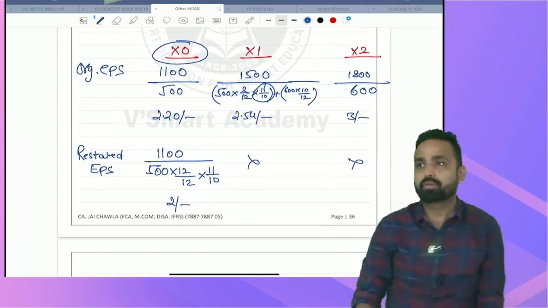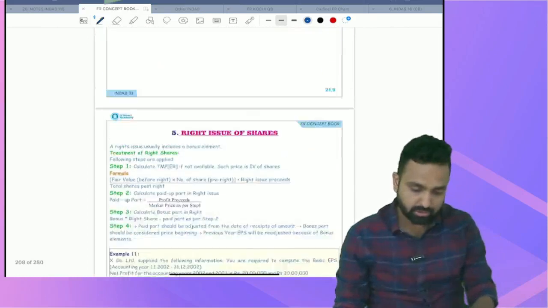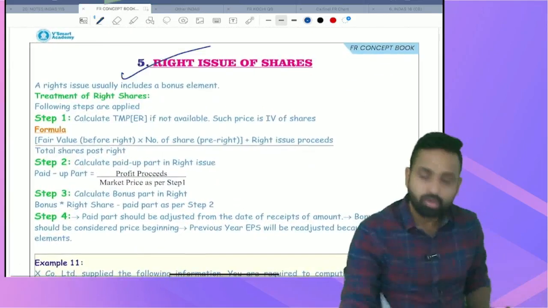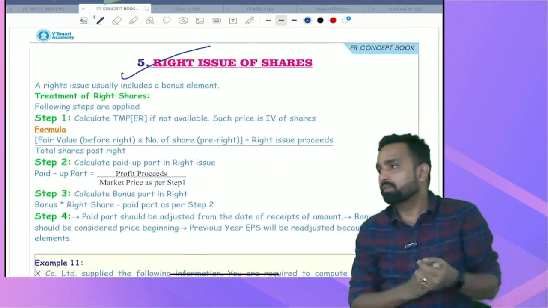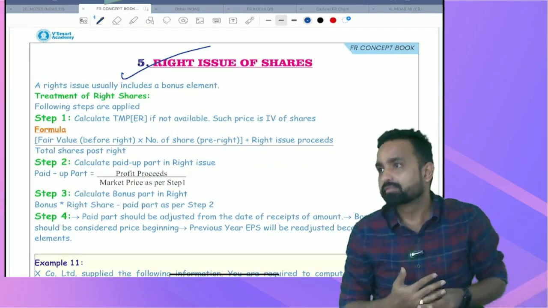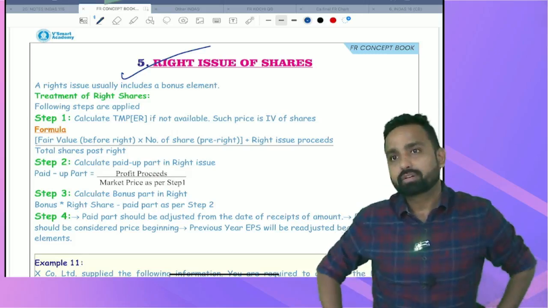Guys, understood or not? So that was the rights issue. Okay. In this way, our INDAS 33 is complete. Now INDAS 21. Okay. Fine. 33 is complete.